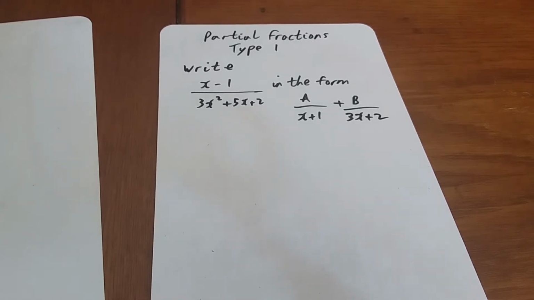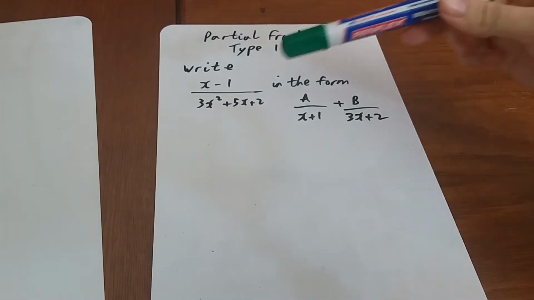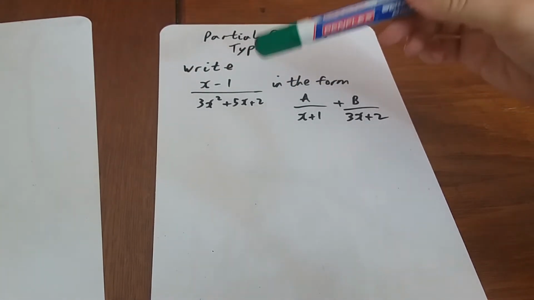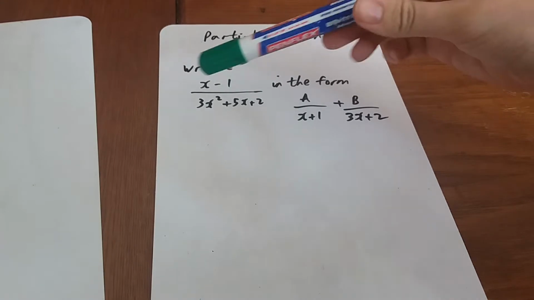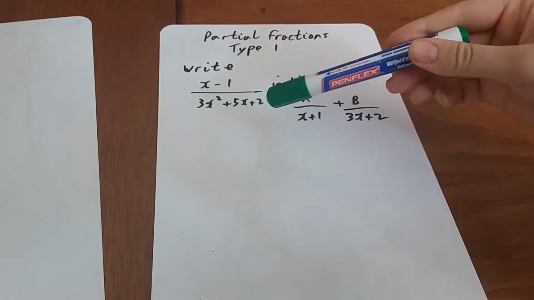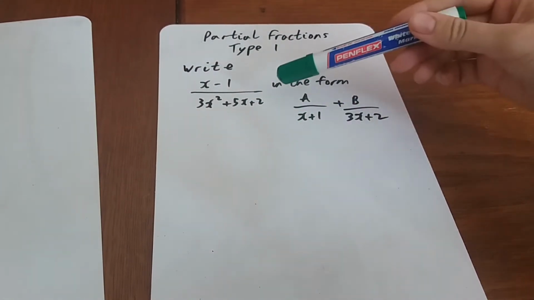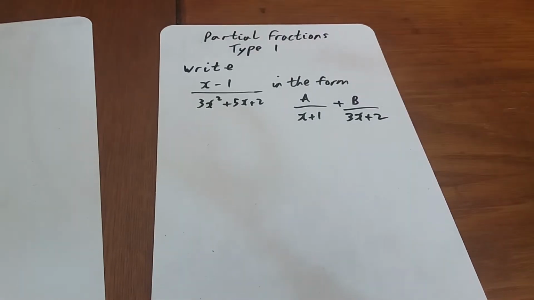Okay, partial fractions. We're going to start off with type 1. All of the other types are just some sort of complication on top of these ones. So this is the bread and butter of what we're going to be doing this week. We're always going to be starting off with some sort of fraction here. Now notice that the fraction has a higher order, so it's order 2, it's quadratic, on the bottom than it is the top. That's going to be a common theme throughout all of these.